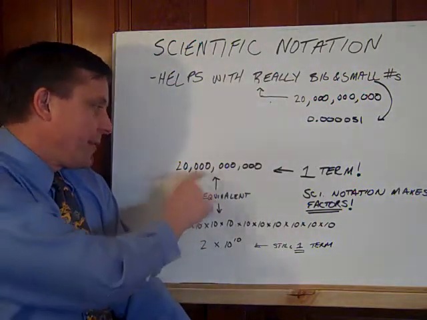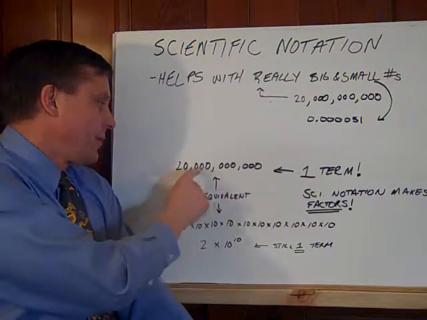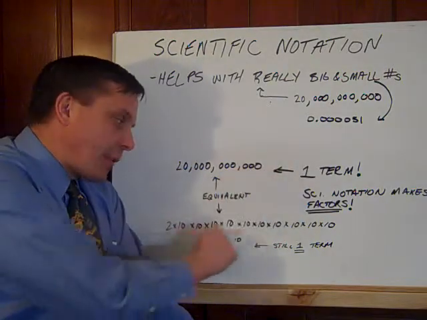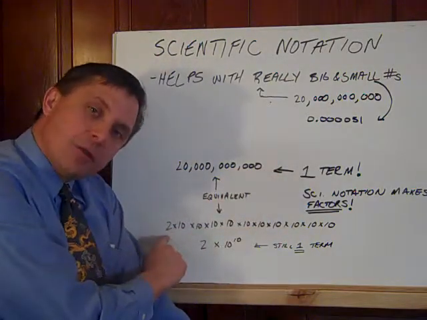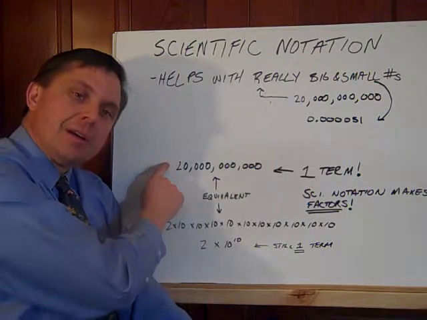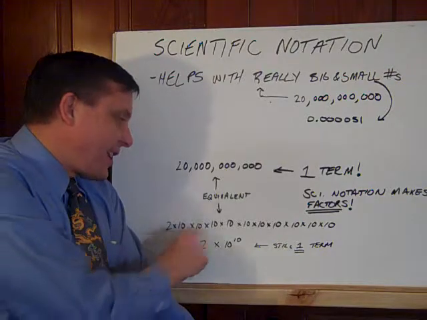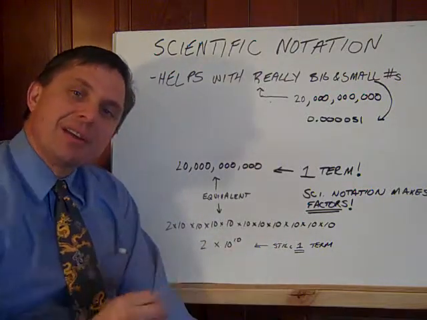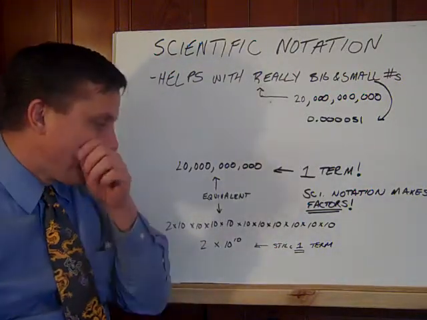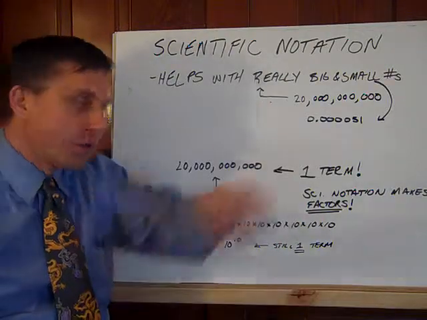2 times, and then I listed the tens. 1, 2, 3, 4, 5, 6, 7, 8, 9, 10. I wrote the 10 tens. That is still equivalent to 20 trillion. And I can write the 10 tens as 10 to the 10th, the base number of times. And it's still one term.